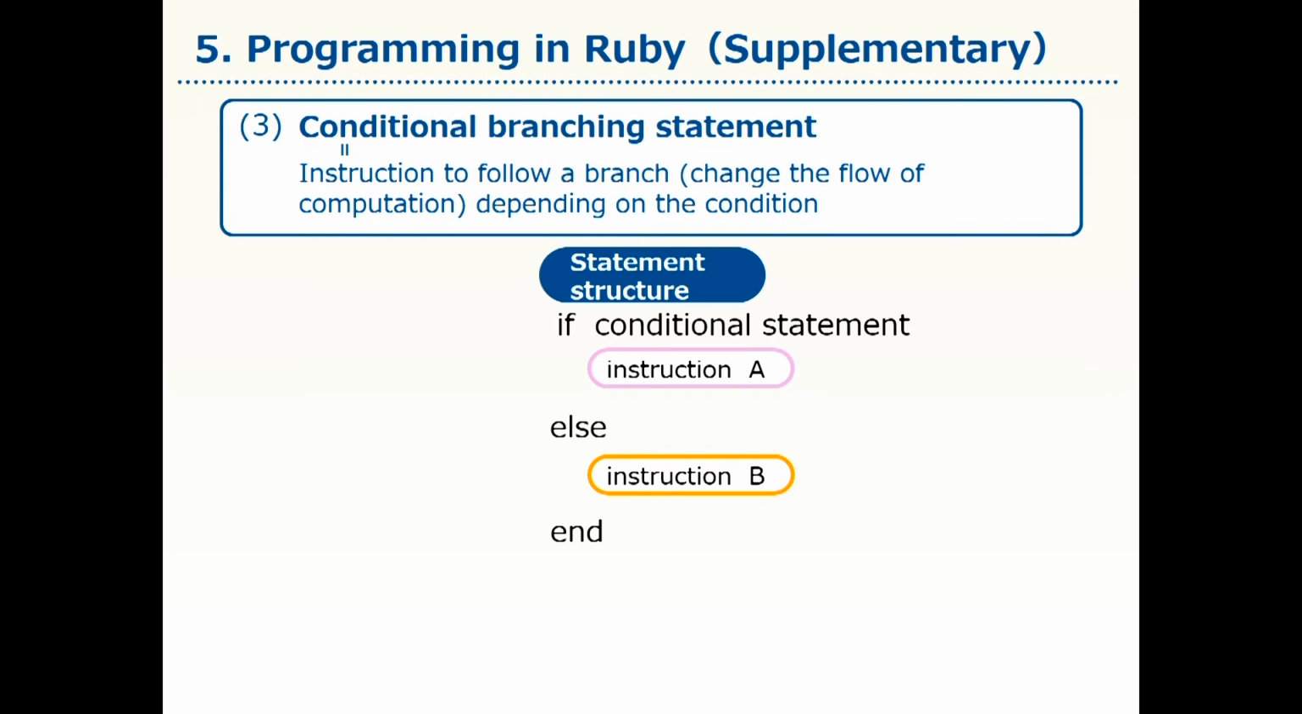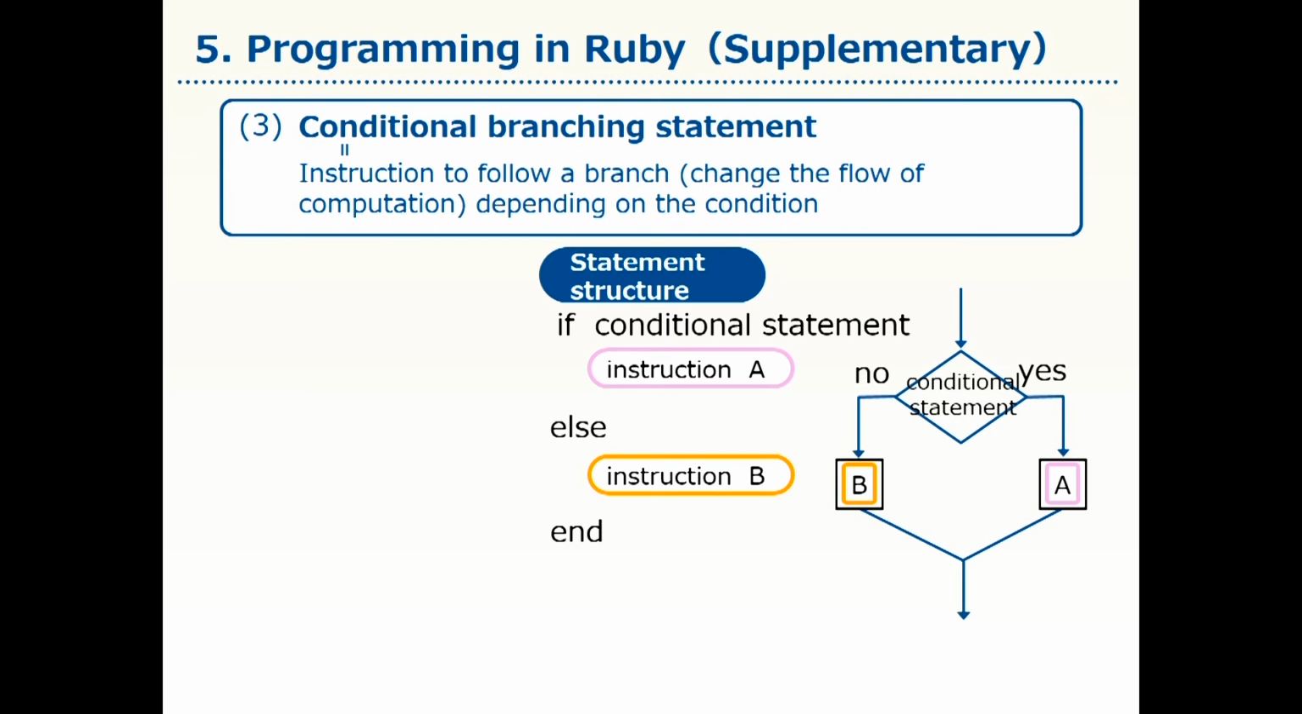And let's add one more command statement. This command is a conditional branching statement, often called if statement. This is for changing the flow of computation depending on the evaluated condition. The structure of the command statement is an if conditional statement as well as else and end. The statement means that if the condition is met, please execute A, and if not, the statement says to please execute B.